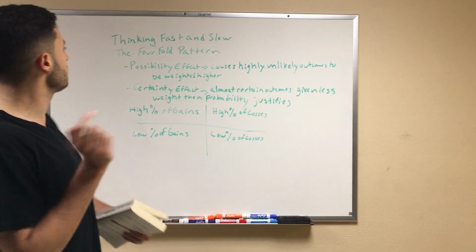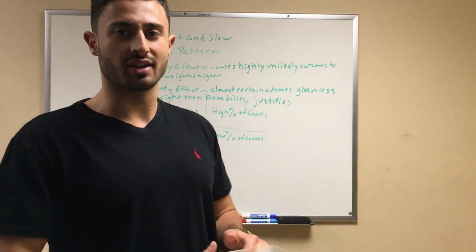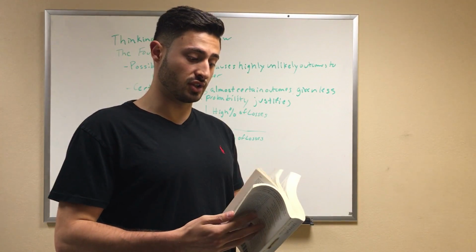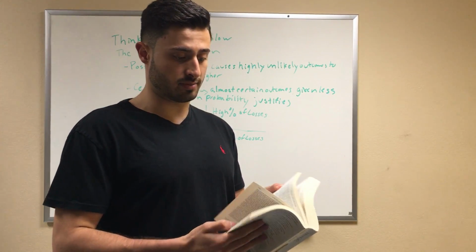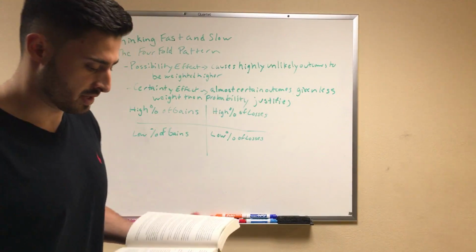Today we're on chapter 29, the Fourfold Pattern. I know, you're probably thinking, 29 chapters, how long is this book? It's actually 40 something chapters, I believe, 42 maybe. So we still got a little while to go.